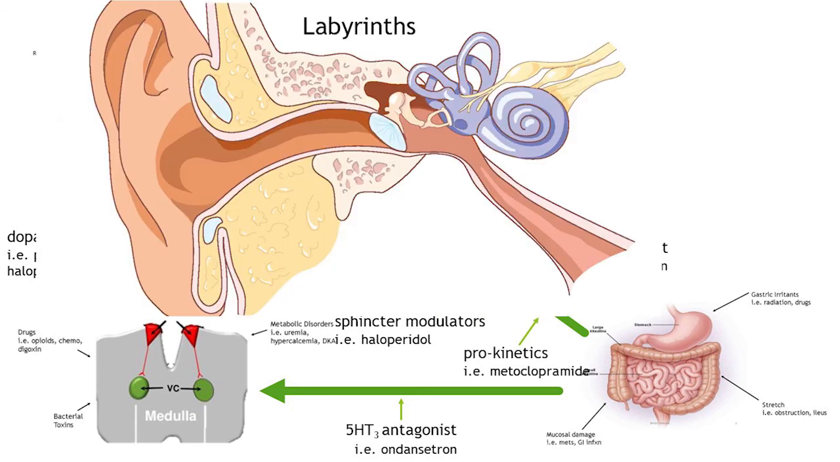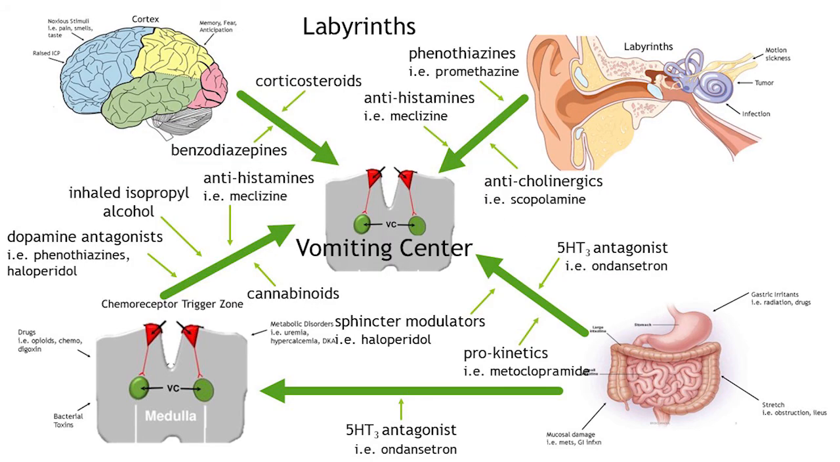And then the final system is the vestibular system, and this can be activated through motion sickness, tumors, or infections. And if you have a patient that has a vestibular system etiology for their nausea or vomiting, there are two receptors that are involved. The two receptors are histamine receptors and muscarinic receptors. And that's why our primary modes of treating these patients are through meclizine and scopolamine. We don't have very many choices within these two classes of drugs of what we can give the patient.